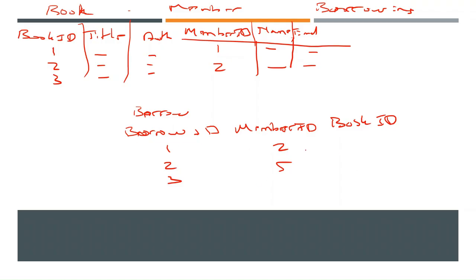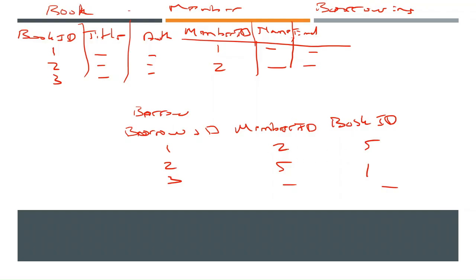What book did member ID 1, member ID 2 borrow? Maybe they borrowed book ID 5, which is not written here. Maybe the second borrow ID involves member 5, with whatever name and email, and borrowed maybe book 1, for example, and it goes on like that. You get a list of different tables, and those different tables are linked together.